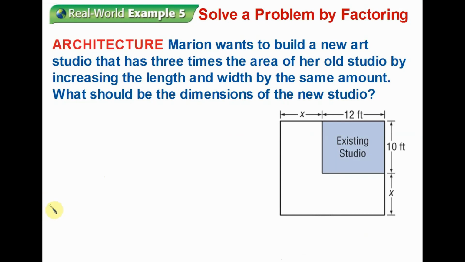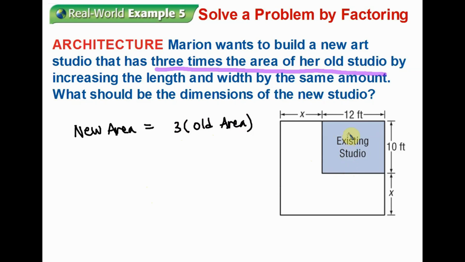Last example is on real world. Maria wants to build a new art studio that has 3 times the area of her old studio by increasing the length and width by the same amount. What should be the dimensions of the new studio? If I go back to the problem, it was saying Maria wants to build a new art studio that is 3 times the area of her old studio, and she is going to increase by a certain number. Then the new area is equal to 3 times the old area.